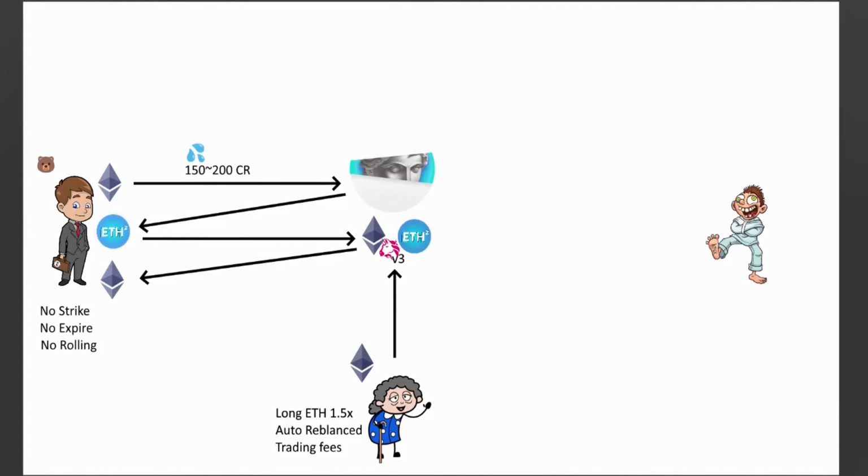Okay, moving on. So here we have Dollar Bill. Now let's say Dollar Bill is just bearish on the price of ETH, right? The value of ETH.